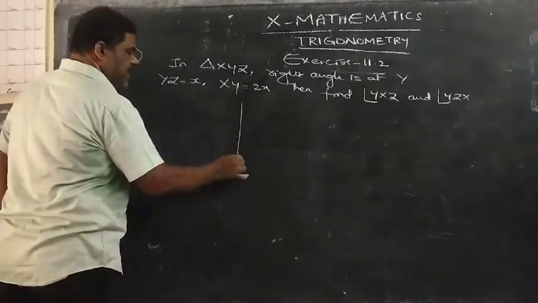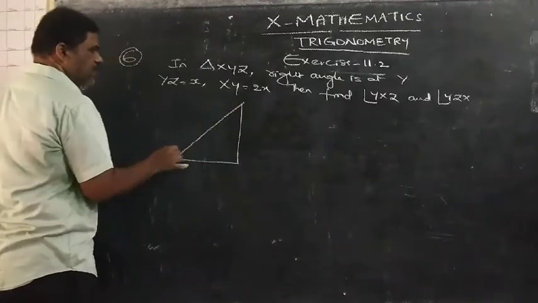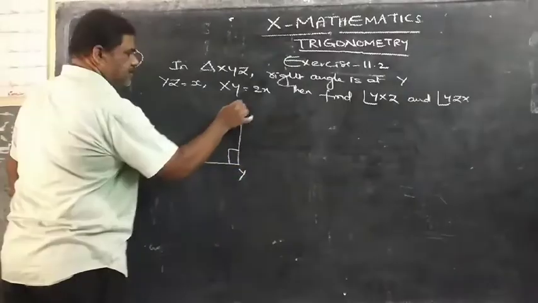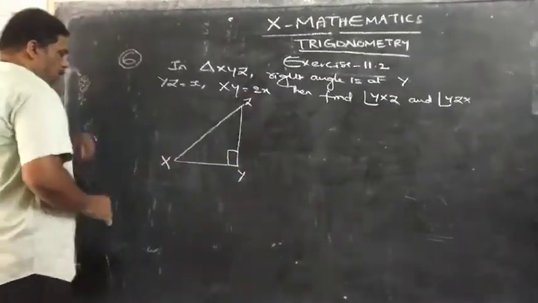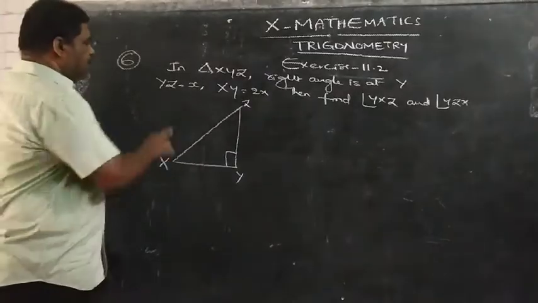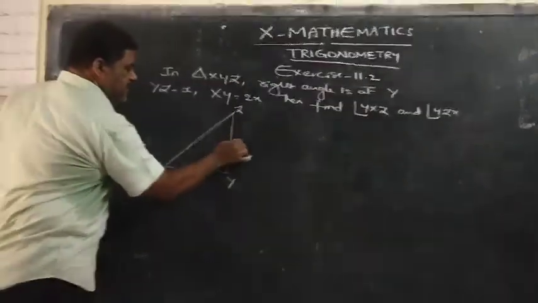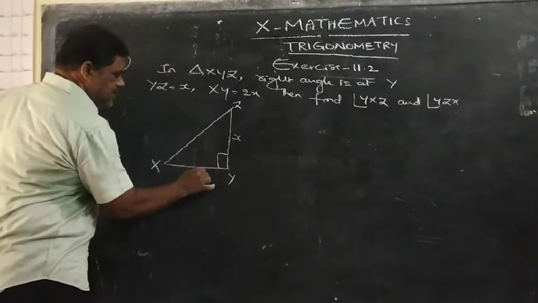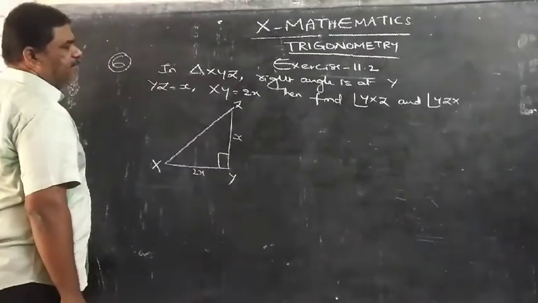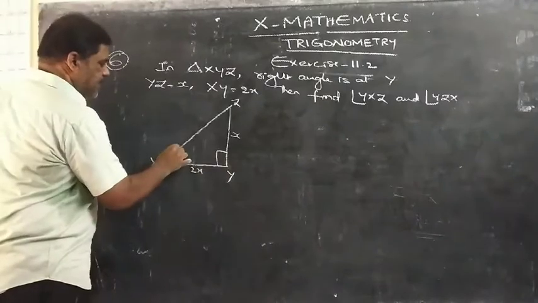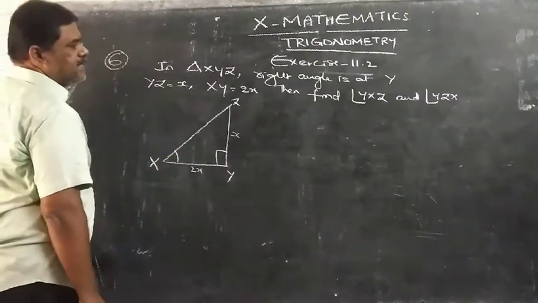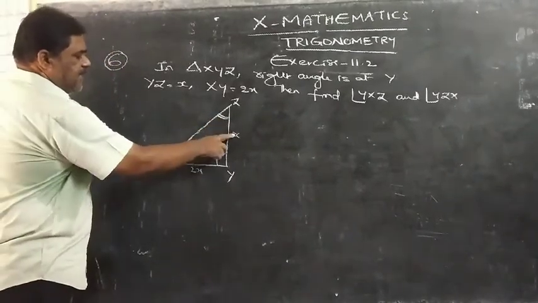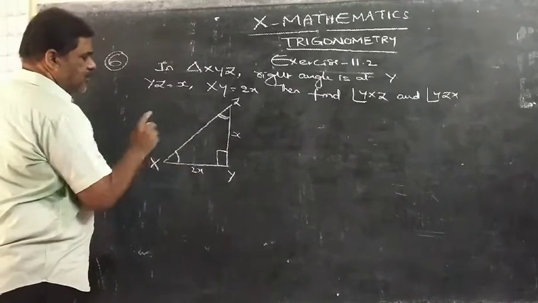Let us construct a right angle triangle with the conditions given. In triangle XYZ, right angle is at Y. YZ is equal to x. This is YZ. It is denoted by small letter x. XY is equal to, this is 2x. Then find angle YXZ, this angle we have to find. Next YZX, this angle. This side is x, this is 2x. These two angles we have to find.